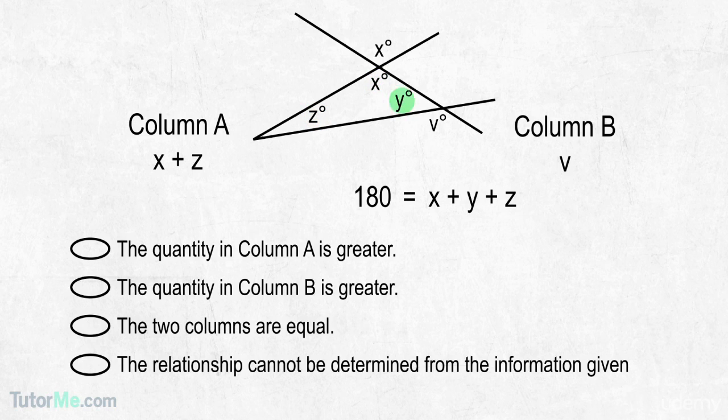We also know that y and v are supplementary to each other. So y plus v equals 180. Since they both equal 180 degrees, we can set the equations equal to each other. And since there is a y on both sides, you can cancel them out, and you're left with x plus z equals v. Thus, the columns are equal.